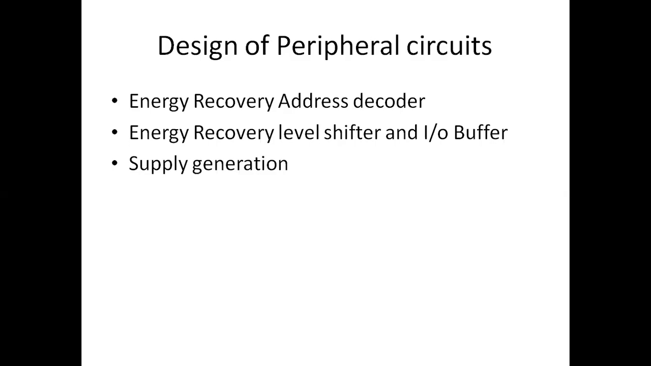Then reverting back to the rest state is accomplished by ramping up VLOW to VDD, which pulls up all the row lines to their rest state at VDD minus VTH. Subsequently, all the address signals will return to 0. So this is the energy recovery address decoder.